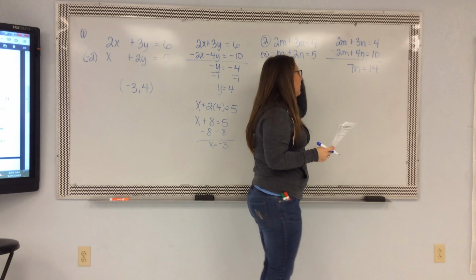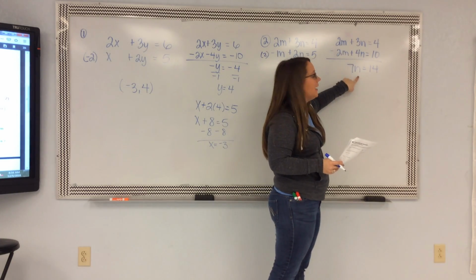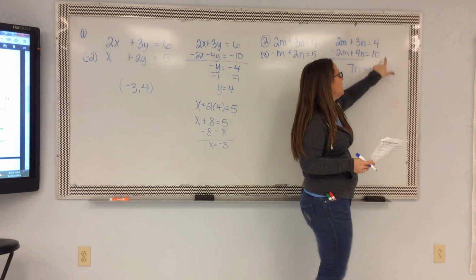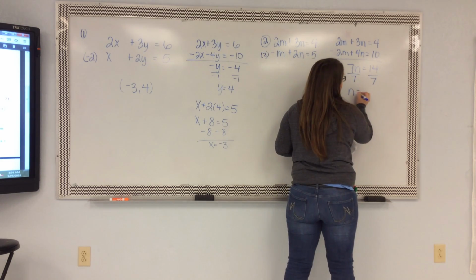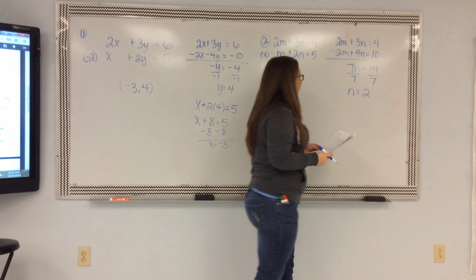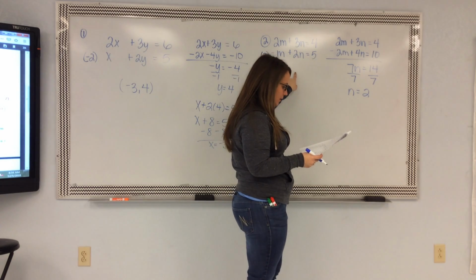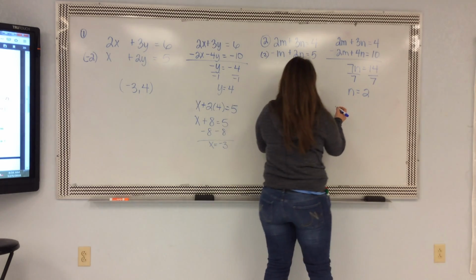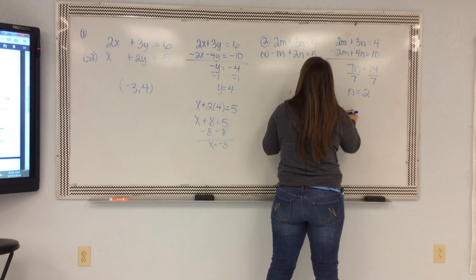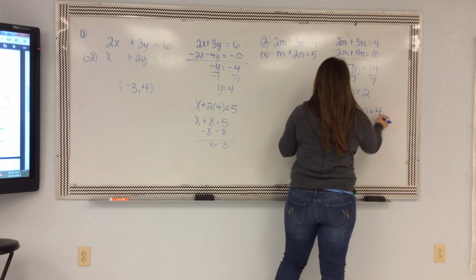Thank you. All right, so 2m minus 2m goes away. 3n and 4n gives me 7n. 4 and 10 gives me 14. So then I'm just dividing by 7, and n is equal to 2. I can go back and plug that into either one of my original problems. So I'm going to go ahead and plug it into the first one and say that 2m plus 3 times 2 is equal to 4.